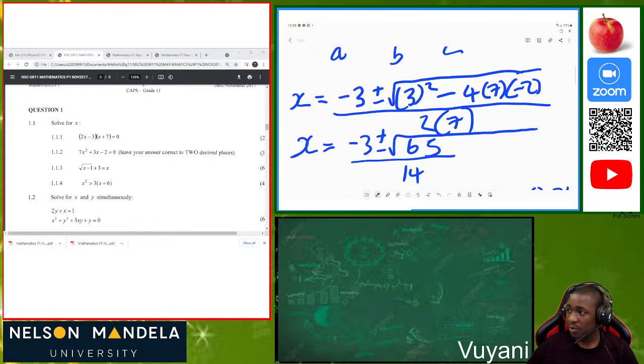Then you are done solving your question. Yes, you have to know the quadratic formula by your head. You must know it as it is. You must know your quadratic equation by your head. You have to know it so that you can be able to apply it.